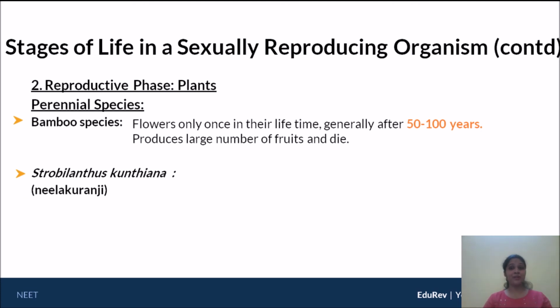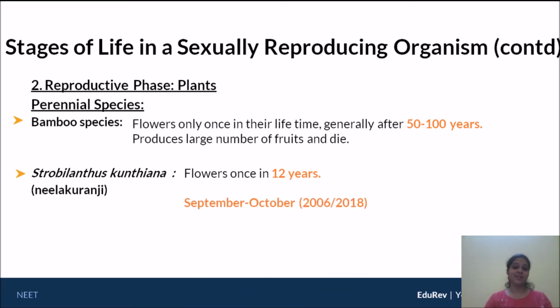Now, one amazing concept is with regards to Nilakuranji. This particular plant will flower once in 12 years, and it generally flowers maybe around September to October. The last time that at least your NCERT textbook or most of your reference books will give you is in the year 2006. However, if you count 12 years from then, it did flower again in the year 2018. So you need to remember that particular concept.